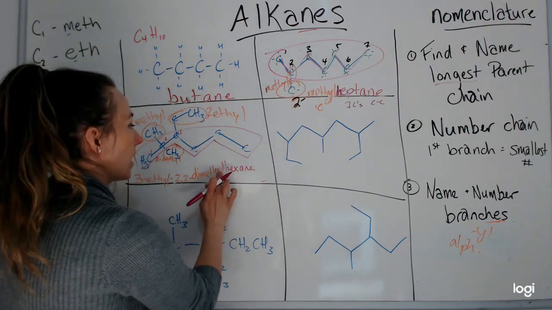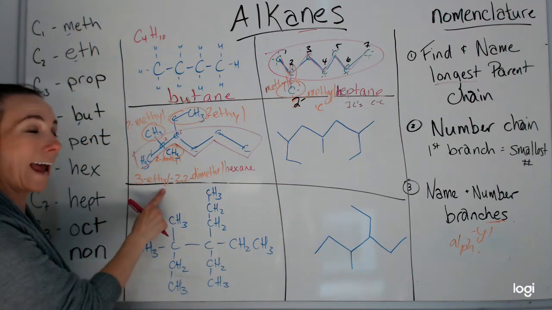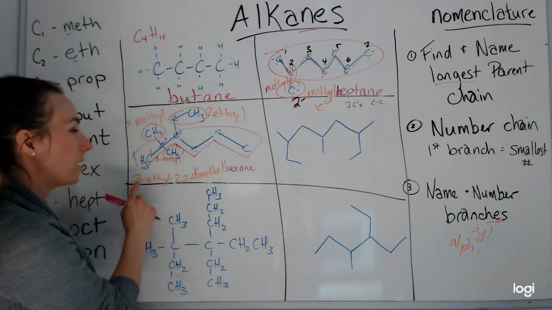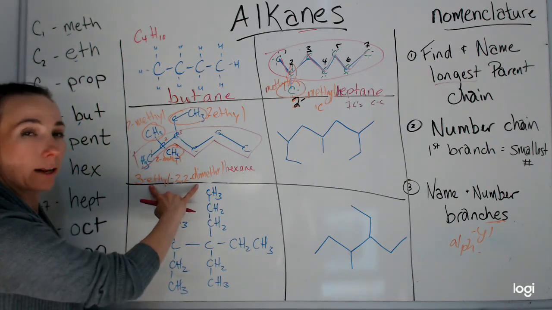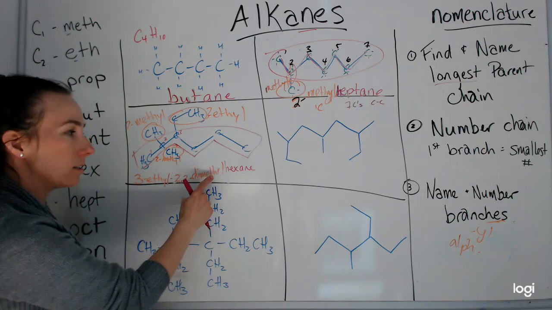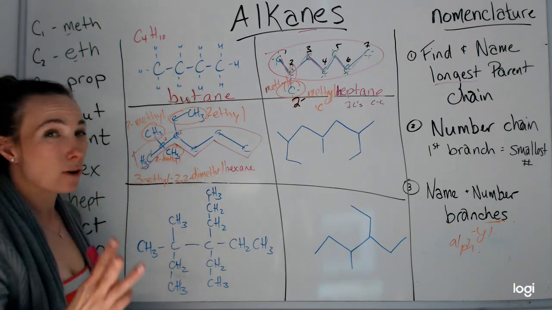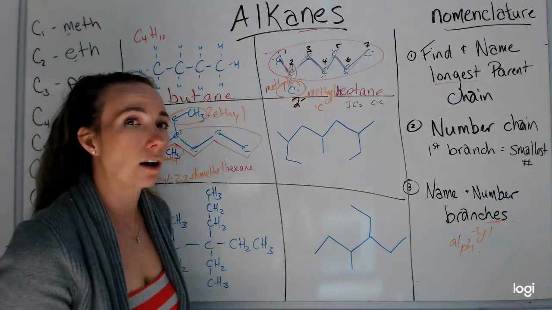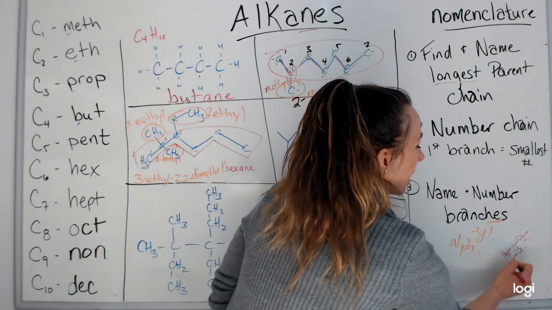Okay, so the name of this compound then is 3-ethyl-2,2-dimethylhexane. First of all, I had to name the branches alphabetically. E comes before M. Second of all, if I have 2 branches that are the same, I'm going to put a dimethyl. If I had 3 branches, I would put a trimethyl. If I have 4 branches, I put a tetramethyl. Okay, so di's, tri's, and tetra's.